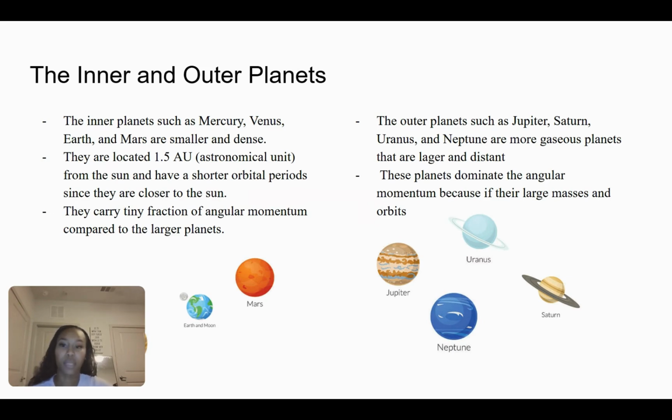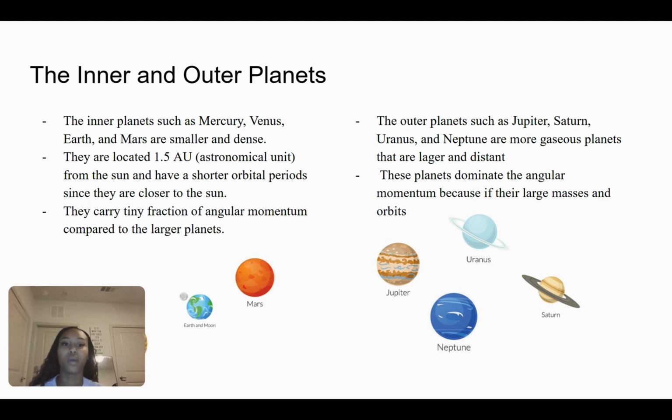So the inner and outer planets. Our inner planets would be Mercury, Venus, Earth, and Mars. These are smaller and more dense planets, which are located about 1.5 astronomical units from the sun. They have shorter orbital periods because they are closer to the sun. And these planets carry a smaller fraction of angular momentum compared to larger planets such as Jupiter, Saturn, Uranus, and Neptune. These are gaseous planets that are larger and more distant.